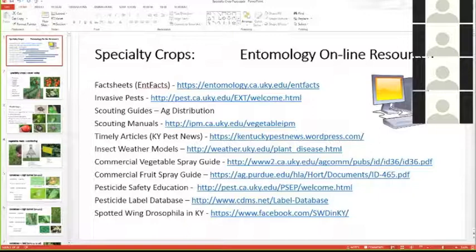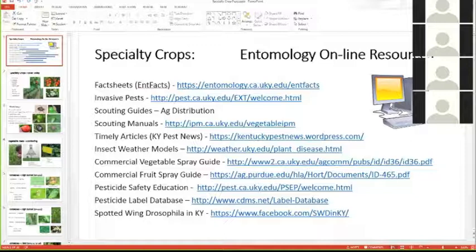I recommend that you keep track with the Kentucky Pest News that has timely articles about pests and pesticides and diseases and things like that. Some of our insect weather models are up on the Ag Weather Station website, and this is how you can predict certain stages of insect development.